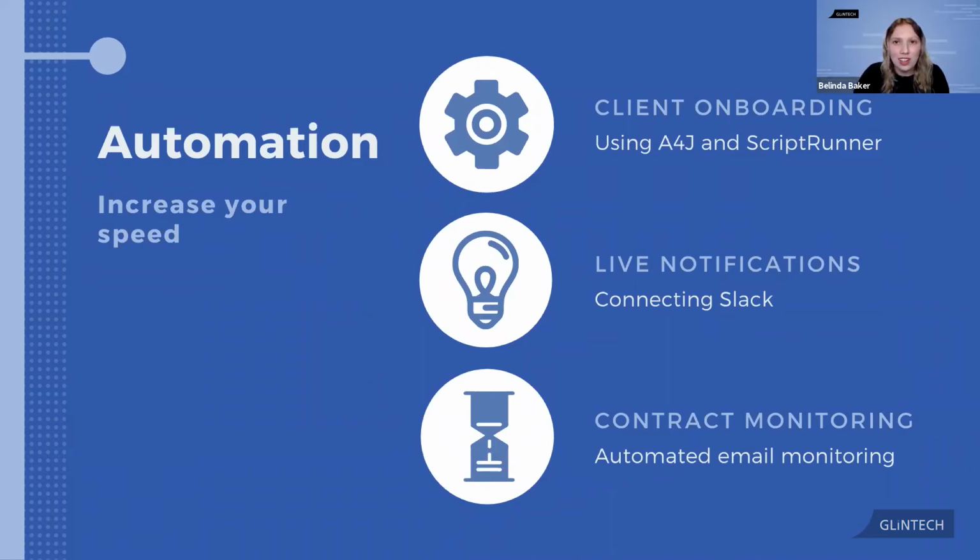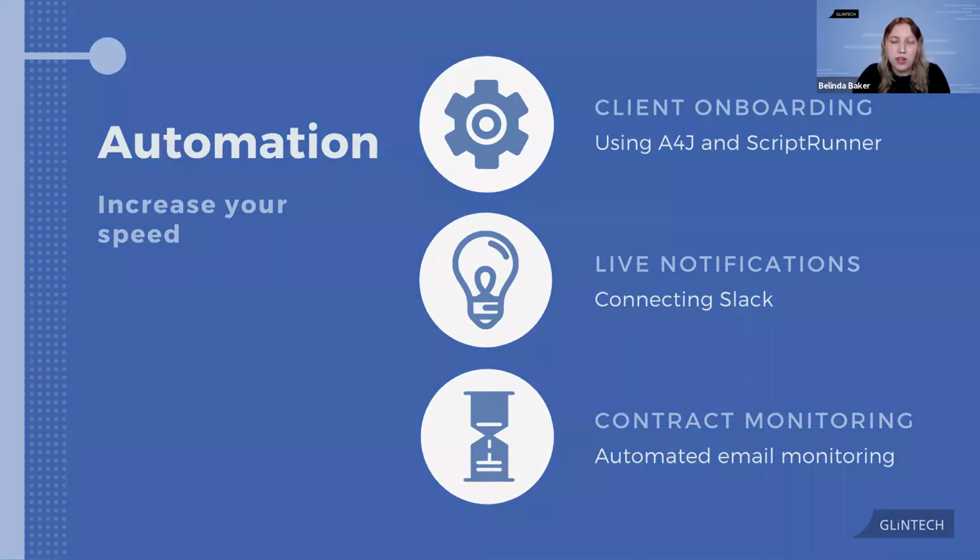The first is client onboarding, when we need to add clients to our systems, for which we use automation for Jira and Script Runner. The next is how we keep a feed of live notifications and how we've integrated Slack. And then, because we're running a service desk operated on contract of hours, we want to bring visibility on how many hours are left. So we've created some automatic emails to monitor the level of the client contracts.